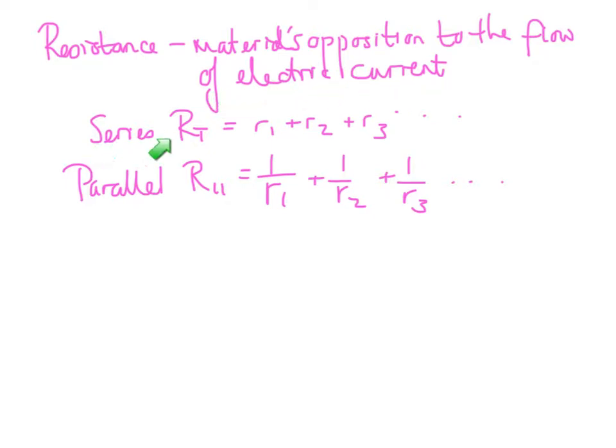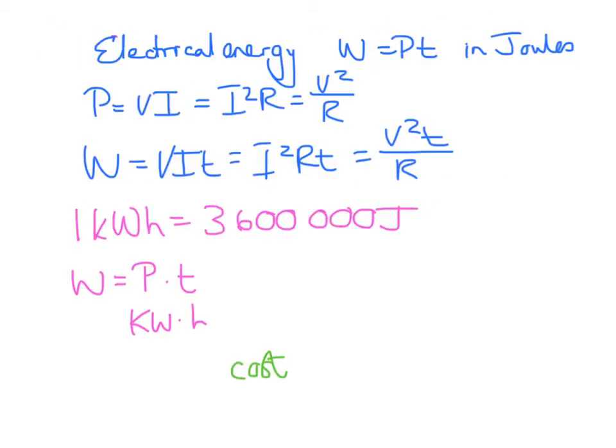If my resistors are connected in series, I just add them up. If they're connected in parallel, it's 1 over R1 plus 1 over R2 plus 1 over R3 equals, sorry, this is a mistake, 1 over R parallel, and then we can solve for R parallel. Don't forget to flip at the end.